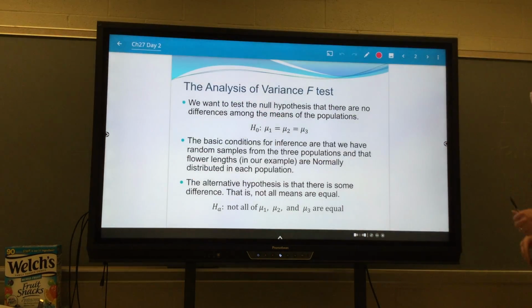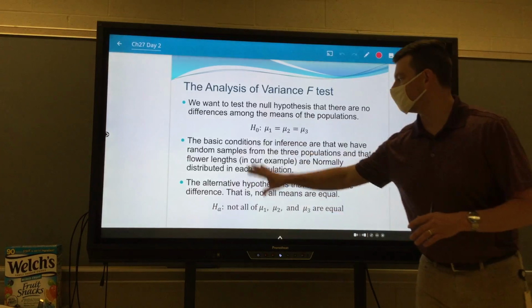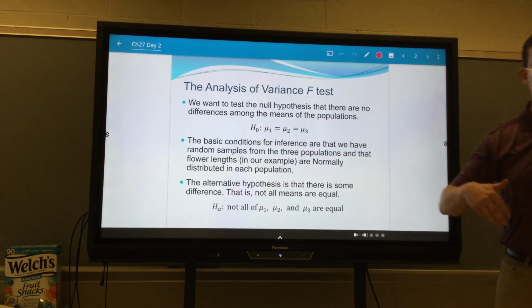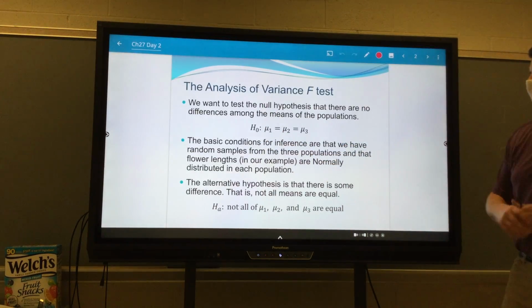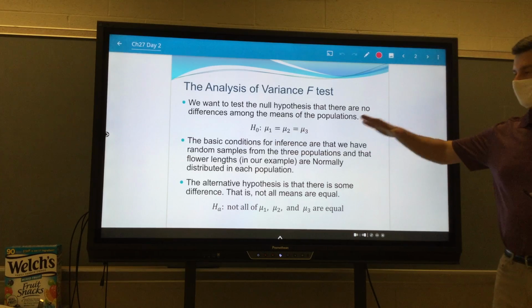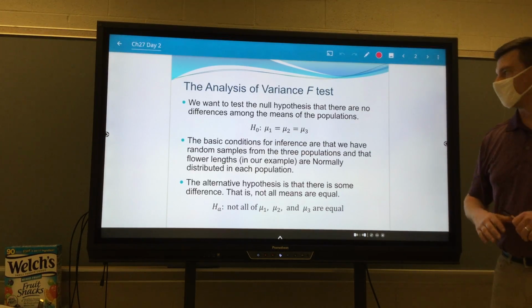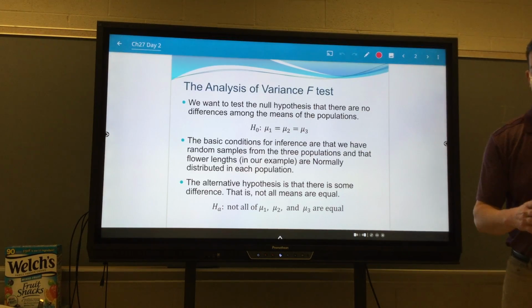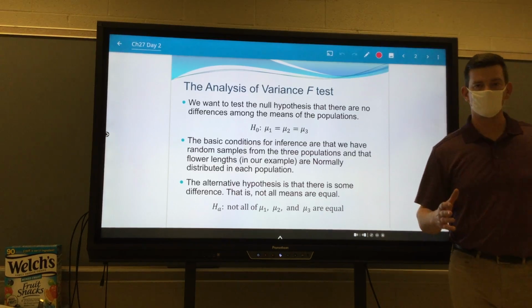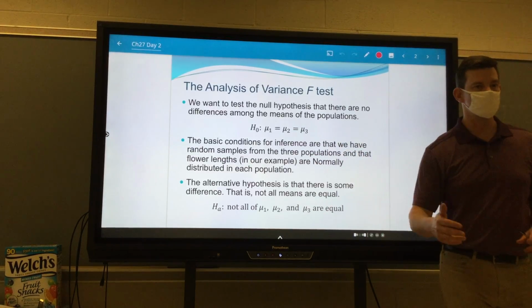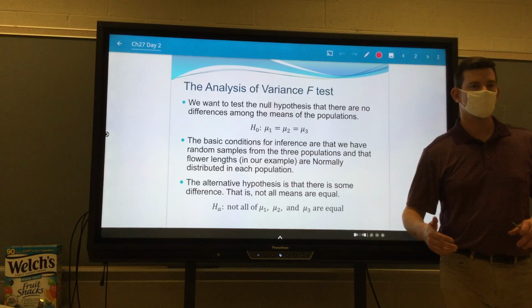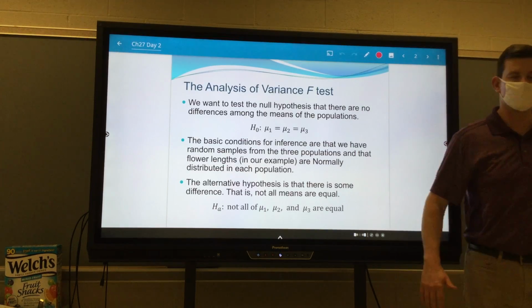I ended up last lesson talking about what our hypotheses look like and how ANOVA is measuring that. Remember, our null hypothesis is that all of our population means are essentially the same. mu1 equals mu2 equals mu3, etc., equals mu4 if you had more.